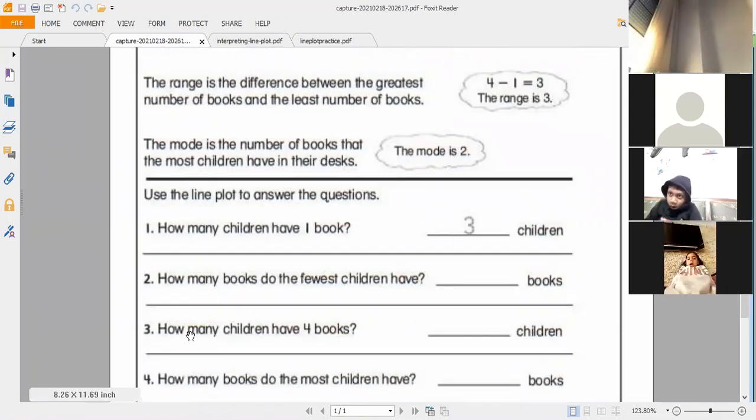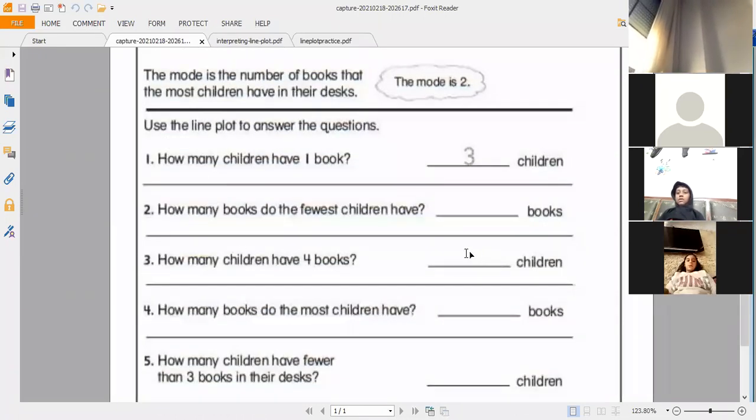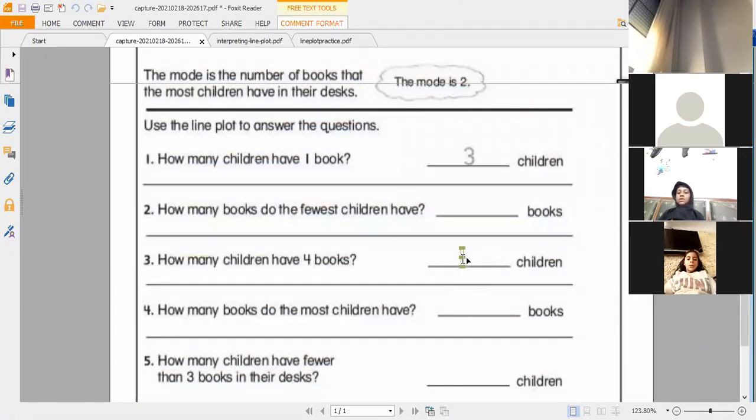Okay. How many children have four books? This is number four. Four books. We have one, two, three children. So three children have four books.